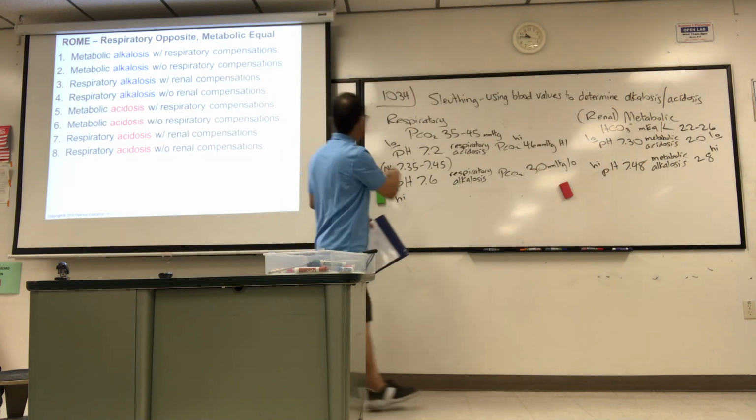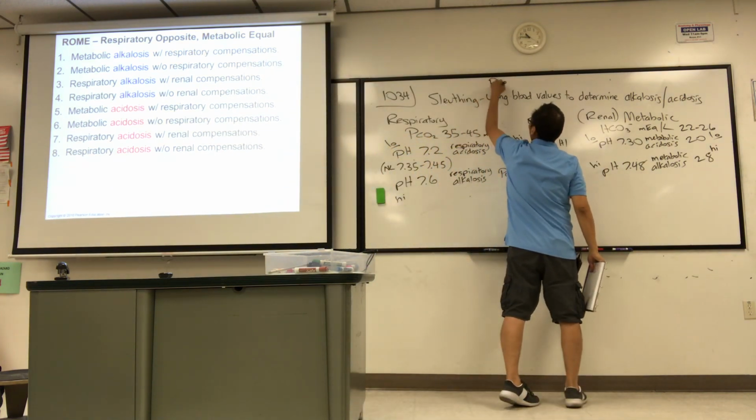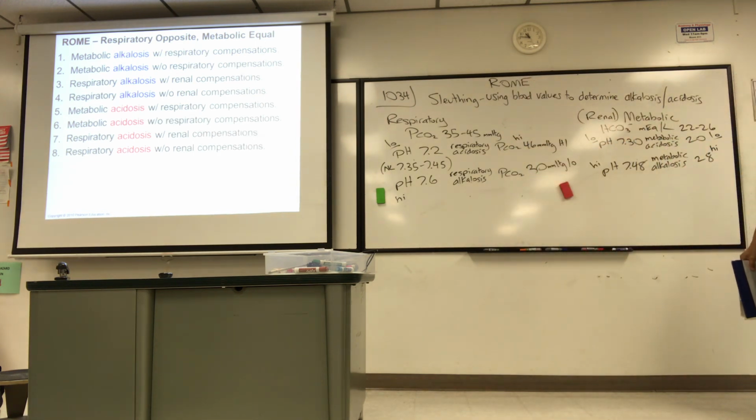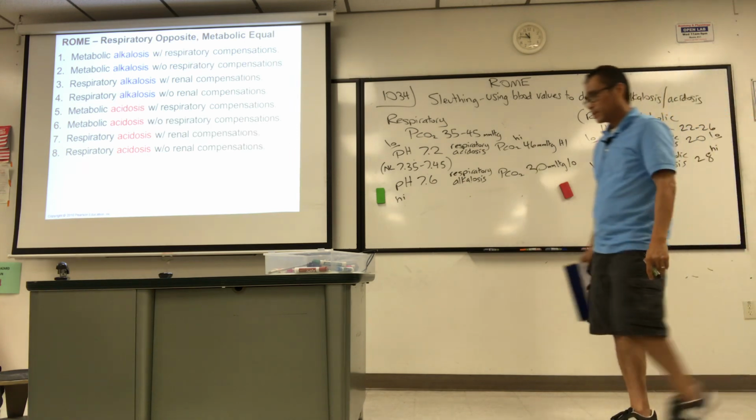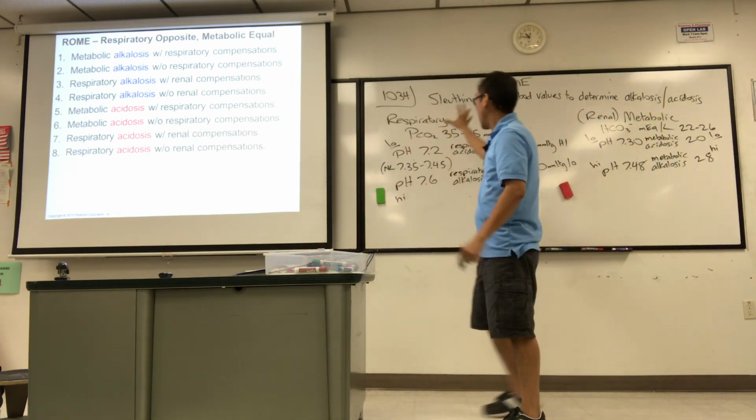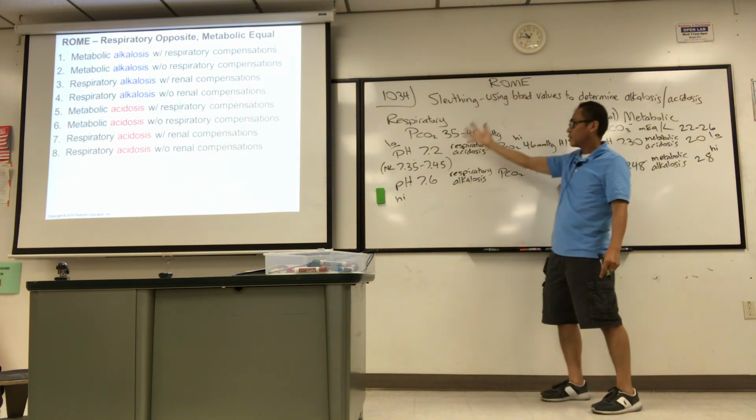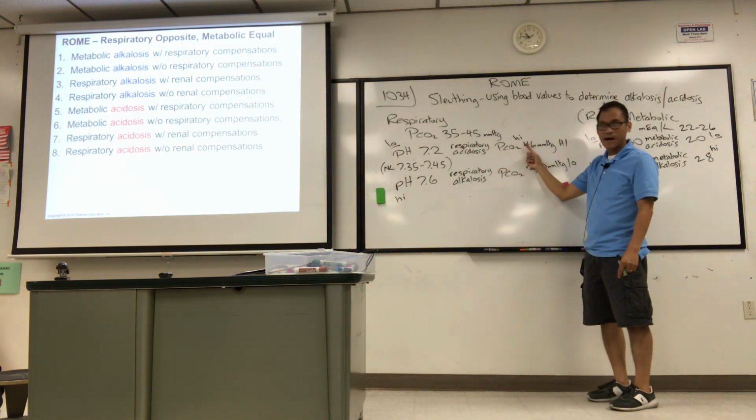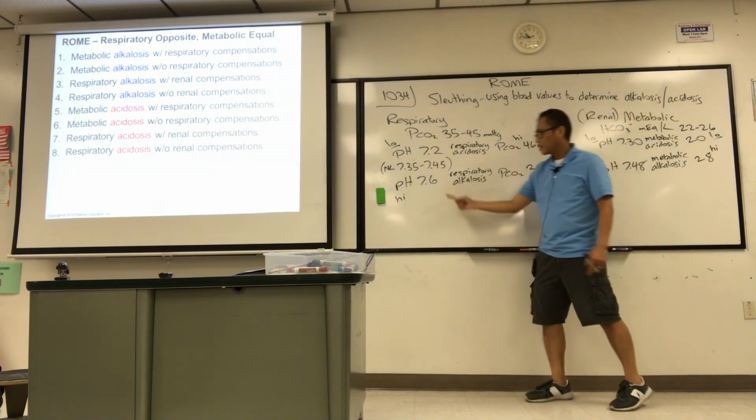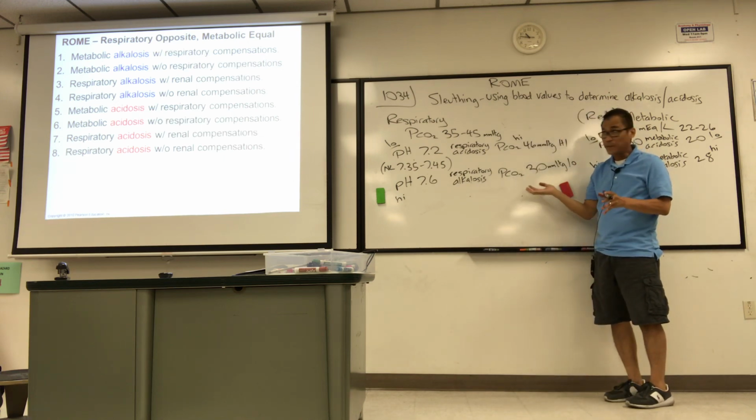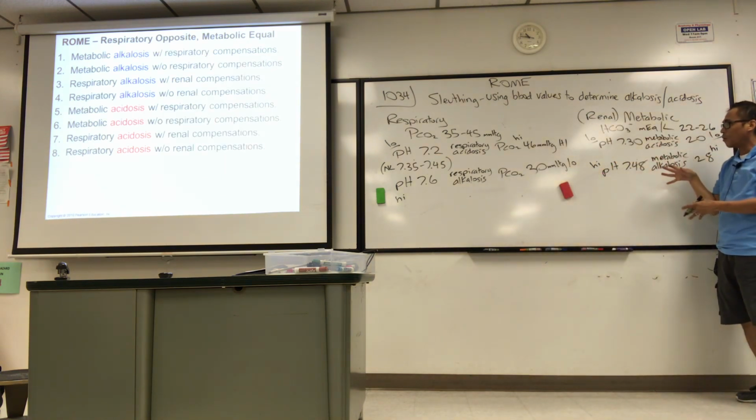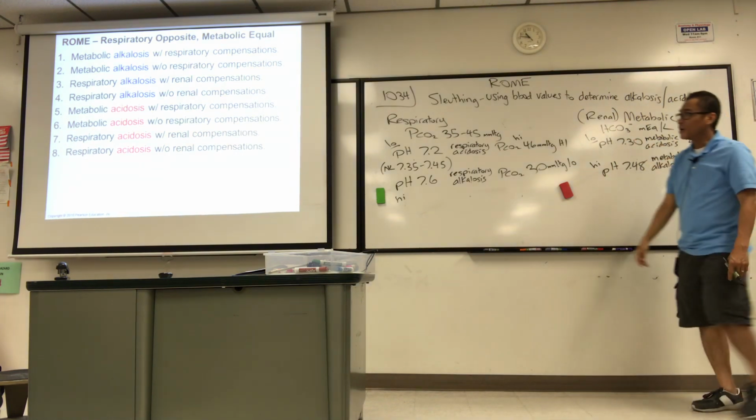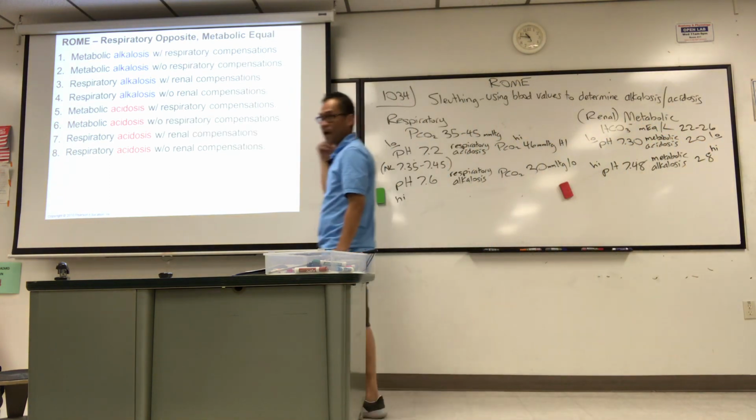Well, anyways, look at that top thing I have. ROME. Respiratory opposite, metabolic equal. Now you know what's meant by that. If it's a respiratory cause, respiratory opposite. You expect, if that's low and it's a respiratory cause, that's high. Or the reverse, high-low, respiratory opposite. But if it's a metabolic cause, it's equal. Low equals low, high equals high. Okay, that's the acronym to help you remember that.